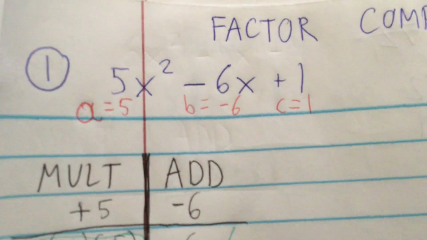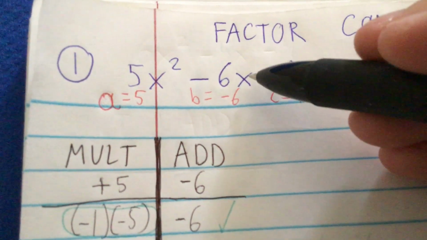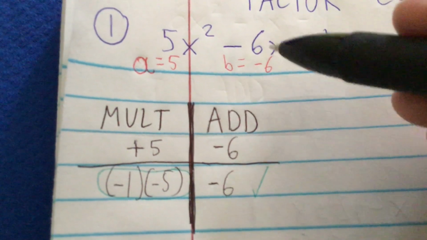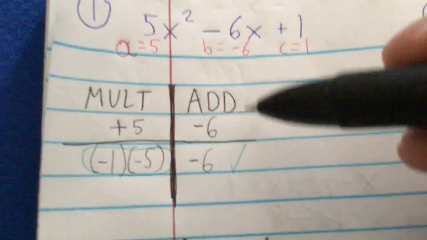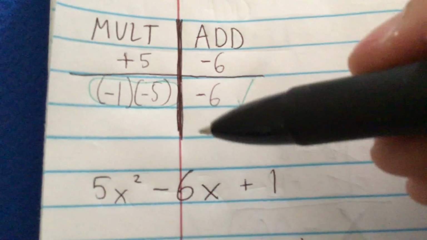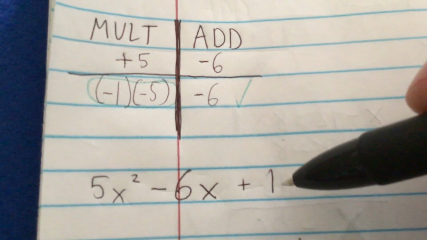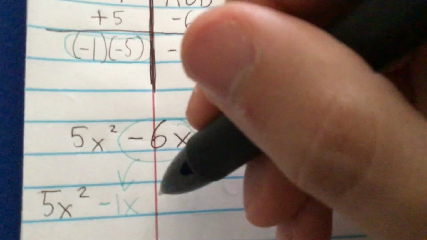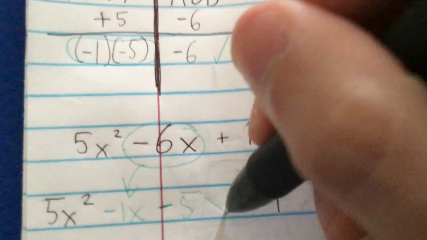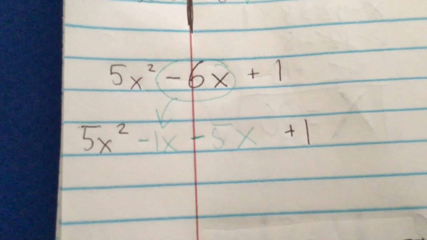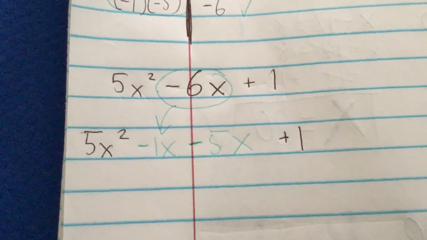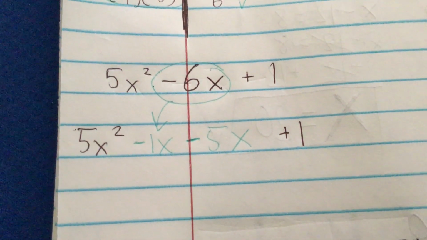Well, we look at the original problem, and we're going to target that middle term, split it with the winning team, and make sure that there's an x in front of negative 1 and negative 5. So we've got 5x squared minus 6x plus 1. We take a look at this middle term and split it into negative 1x and negative 5x. So now we've expanded our polynomial into 5x squared minus 1x minus 5x plus 1.